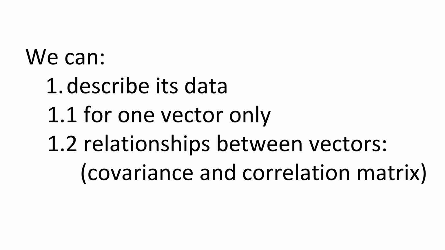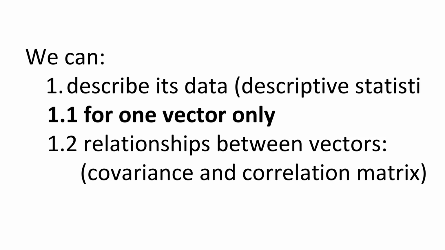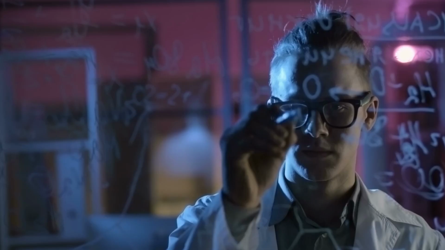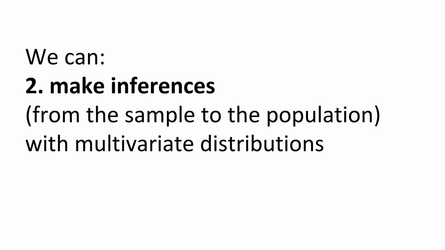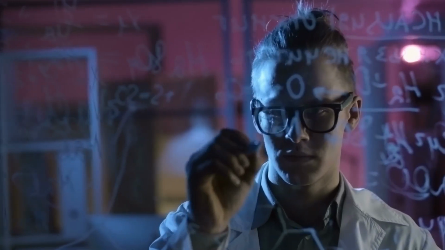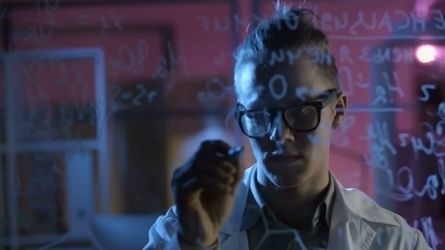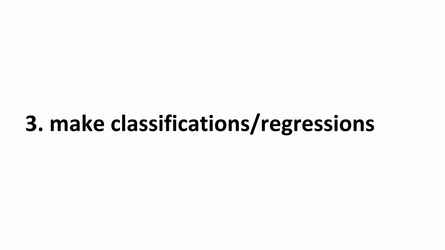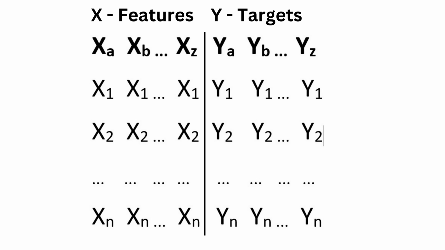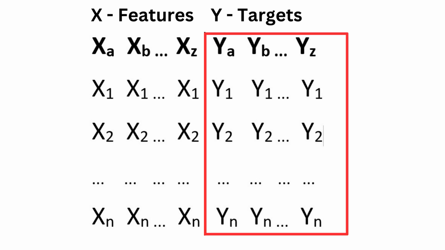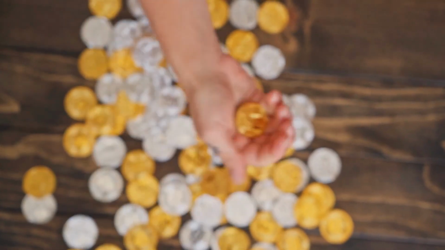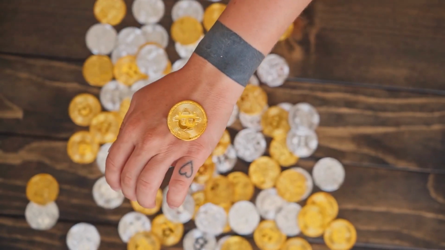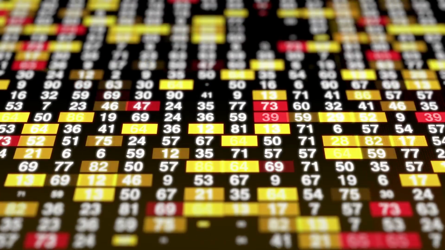Same as in the univariate world, we also describe its data with its measures, being one vector only, and relationships between multiple vectors, such as covariance or correlation. We make inferences from its statistics to the population parameters, but now we use what we call multivariate distributions or joint distributions. We make classifications and regressions. These are relationships between x and y. When it's a binary outcome that you are interested in, it's called classification. When it's a continuous outcome, it's a regression.